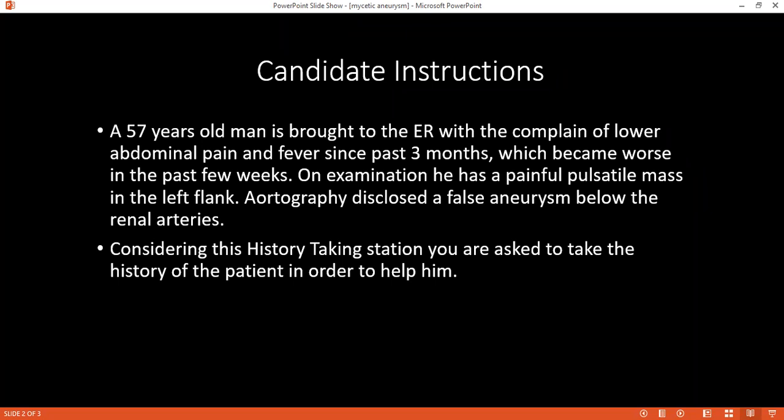Yeah. Okay. So Mr. Jain, do you have any chest pain or cough or shortness of breath? No, I don't have. Do you have any weight loss or loss of appetite? No, actually no. Okay. Do you have any disturbance in your bowel habits?